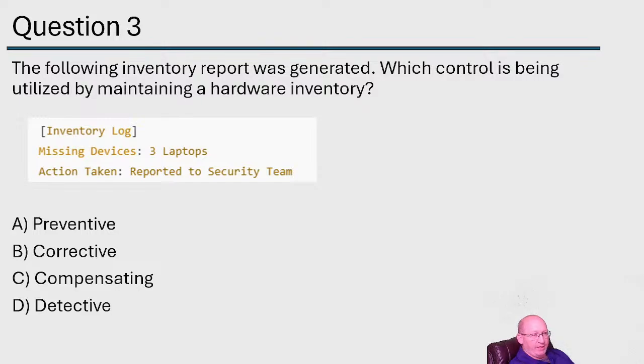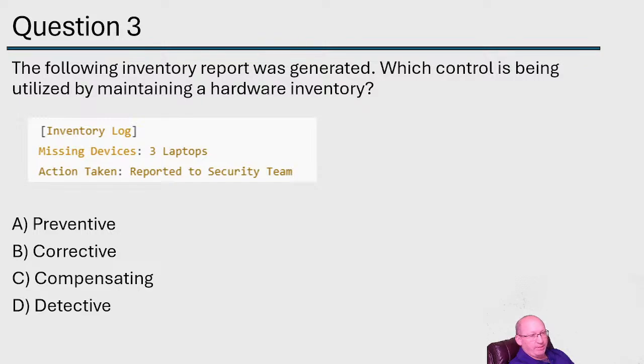When we go through this process, we have to think about it. All right, let's answer this one. The following inventory report was generated. Which control is being utilized by maintaining a hardware inventory? I think let's start with a preventive control. I don't think an inventory actually prevents anything. I would say that probably not, right?